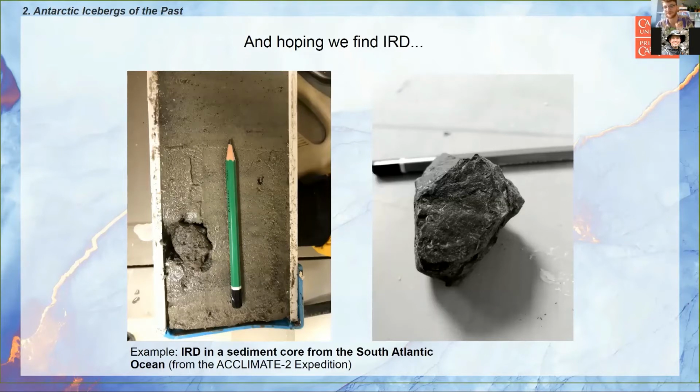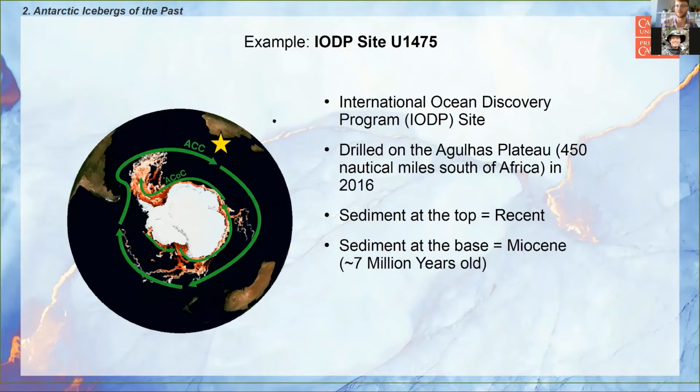And the beautiful thing is, in this big fragment of IRD, you can see the scratch marks and the striations from when that rock was being ground up in the ice sheet. When it was being transported in the glacier, it's getting rubbed against other rocks, and these really characteristic scratches appear. So this is how we build a sort of geological evidence for icebergs in the past.